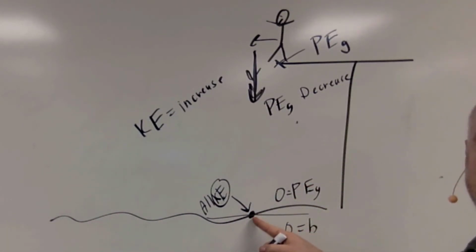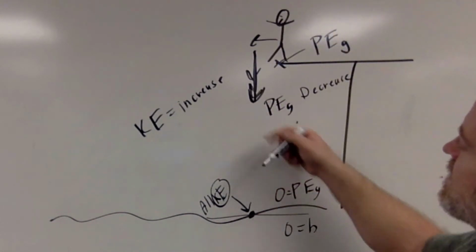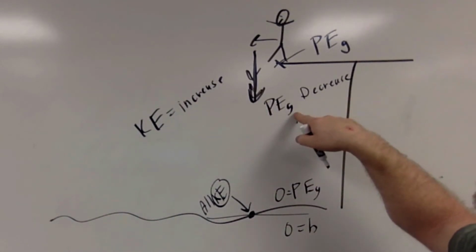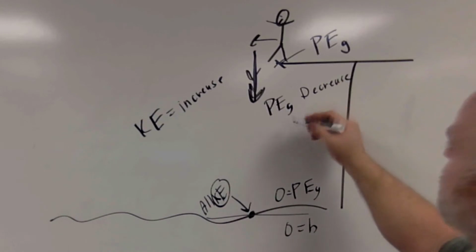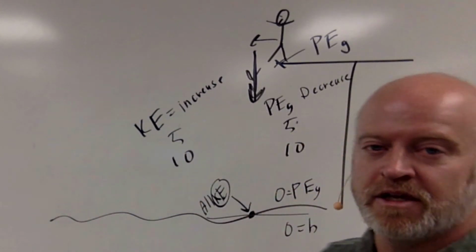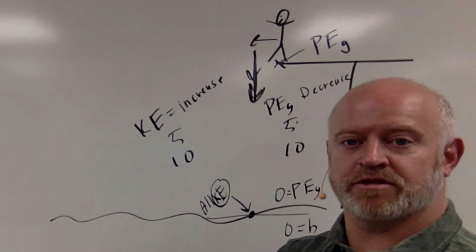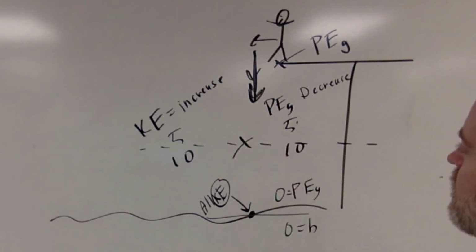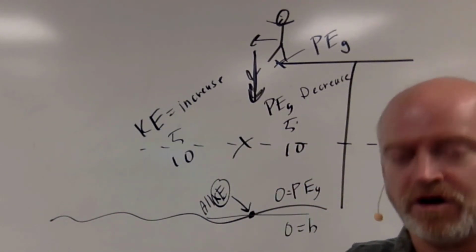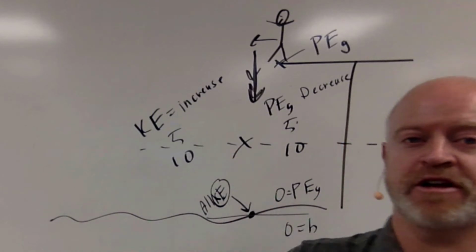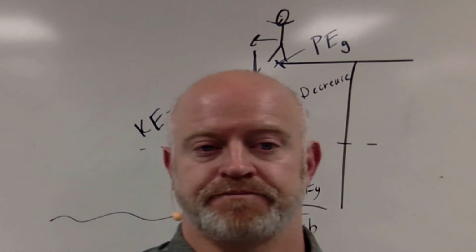If we consider this our zero point for zero height, you have zero potential energy due to gravity at this point. So as something falls, it's increasing kinetic energy and decreasing its gravitational potential energy. If this goes down by 5, this has to go up by 5. This goes down by 10, this goes up by 10. It's proportional between the two. Halfway through your fall, half of your energy is potential, half is kinetic.